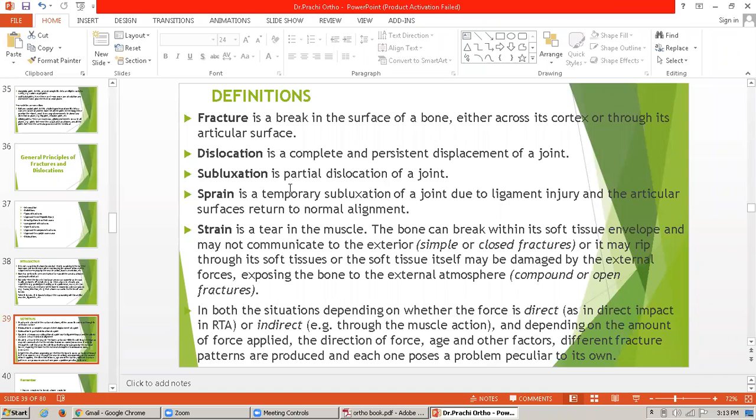Then, sprain is a temporary subluxation of a joint due to the ligament injury, and the articular surfaces return to a normal alignment. And strain is a tear in the muscle. So, a tear in the muscle is called a strain. Then, subluxation is a partial dislocation of the joint, and dislocation is a complete and persistent displacement of the joint, and fracture is a break in the surface of the bone.